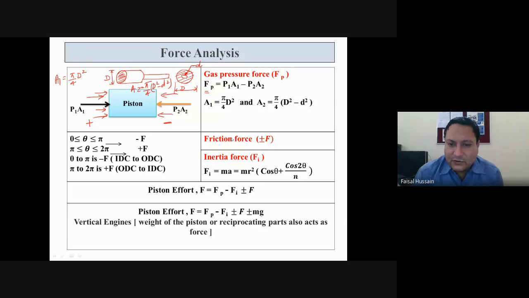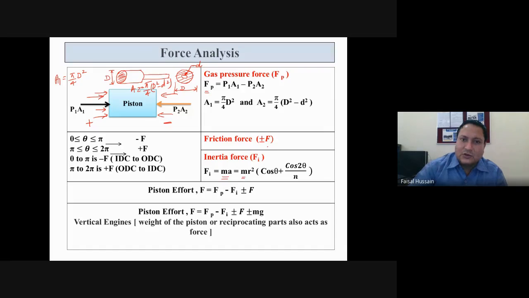Next is your inertia force. Basically, inertia force and accelerating force are the same. And what is accelerating force? The product of mass into acceleration. So here also the accelerating force will be the product of mass into acceleration, m into a. This is mass, and what is acceleration? In the previous slides you have seen the acceleration equation is r omega square into cos theta plus cos 2 theta by n. If maximum acceleration is there, then theta will be 0. And if theta is 0, it will be m r omega square into 1 plus 1 by n. So this is the inertia force.